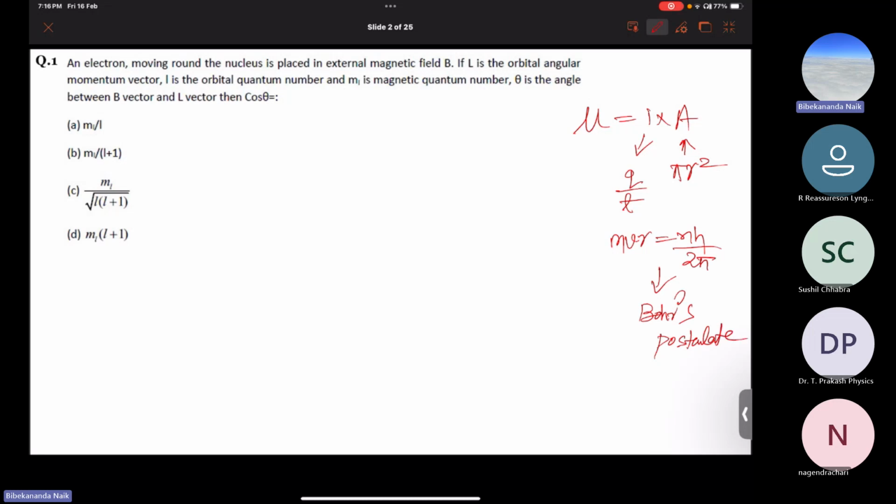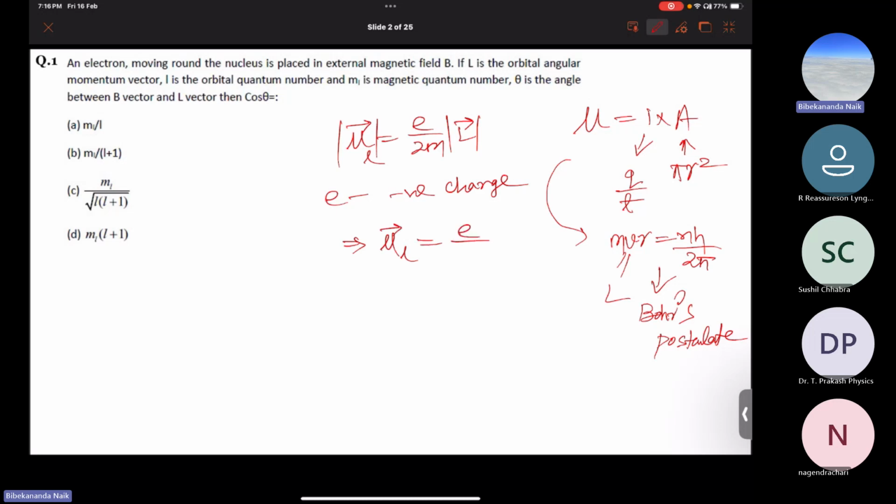So if by combining these two, we get, because this is nothing but L, so we get mu will be E by 2m into L vector when we're talking about the magnitude. But since the electron has negative charge, in vector notation we can say mu L vector is equal to E by 2m into L vector, and there is a negative sign.